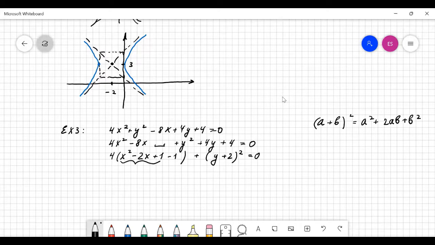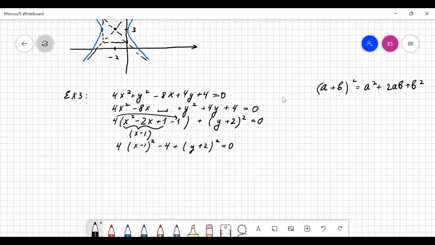Now, this one is going to make a perfect square of x minus 1, right? Because this is kind of b, and that's what is squared here. So what I have is 4 times x minus 1 squared. And if I distribute this 4 onto this negative 1, I'm going to have minus 4 and plus y plus 2 squared equals to 0. Now, I'm going to move this 4 to the right side. So it's 4 times x minus 1 squared plus y plus 2 squared equals to 4.